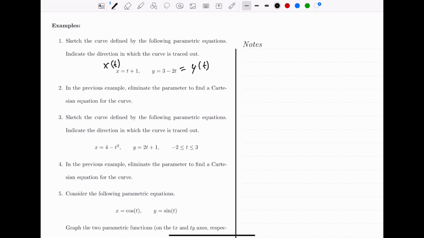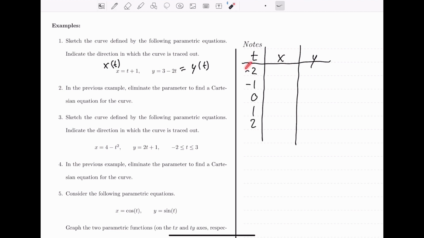We will make a table, t, x, y. T here is the independent variable, and x and y both depend on t. So let's just use a couple values here for t, -2, -1, 0, 1, 2. We could use any representative values that we want, but this is a good start.